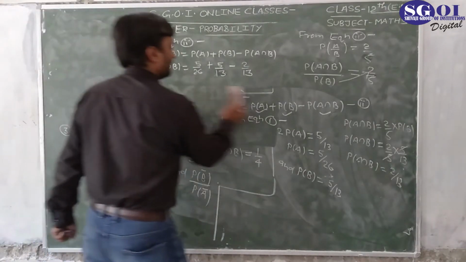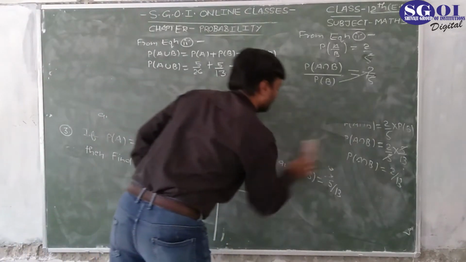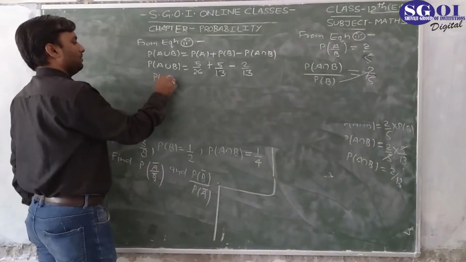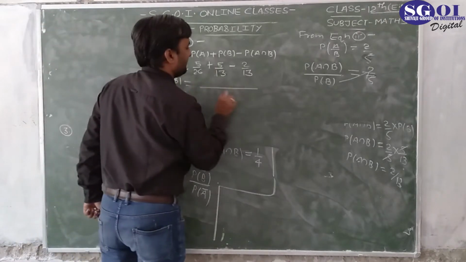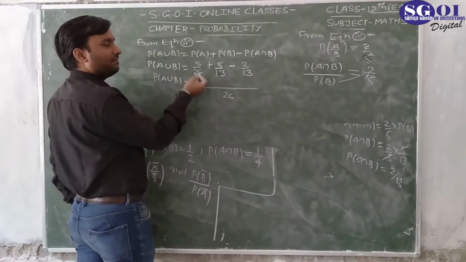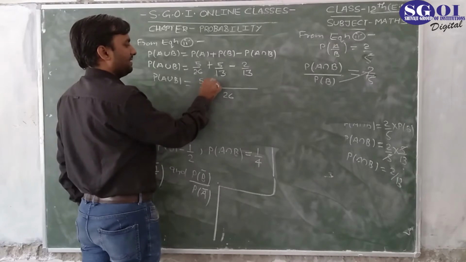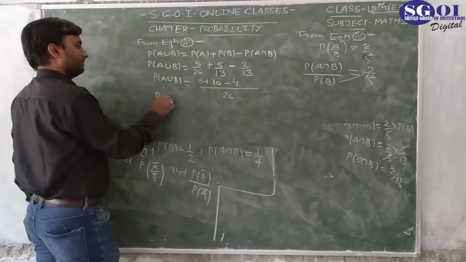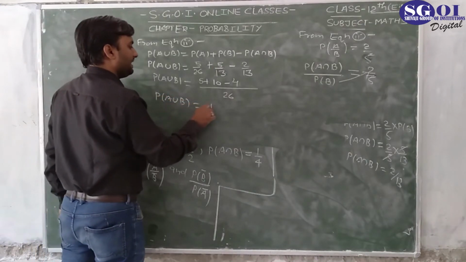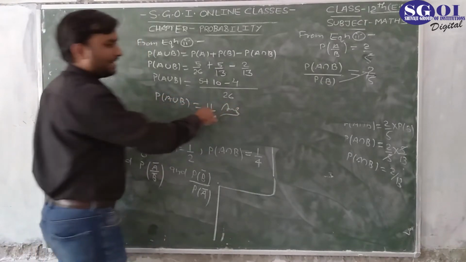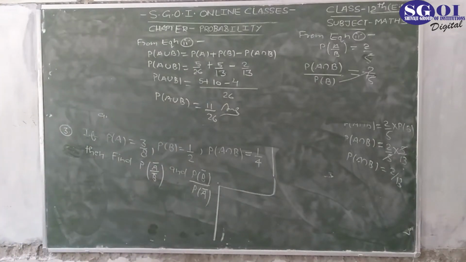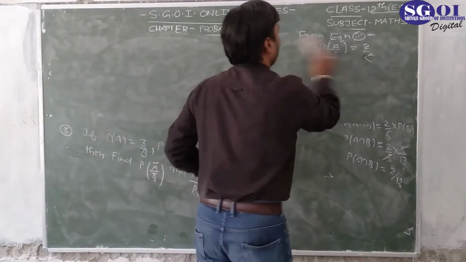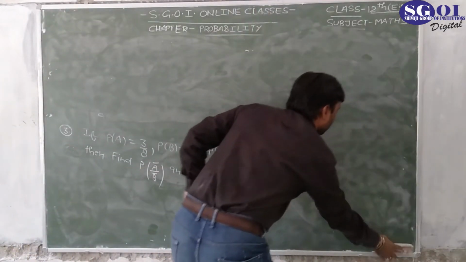So now we will solve. Probability of A union B is equal to, taking 26 as LCM, in numerator we will find 5 plus 10 minus 4. That means 11 upon 26. This is the final answer of this question. 11 upon 26. Probability of A union B. Now, it is time to solve problem number 3.